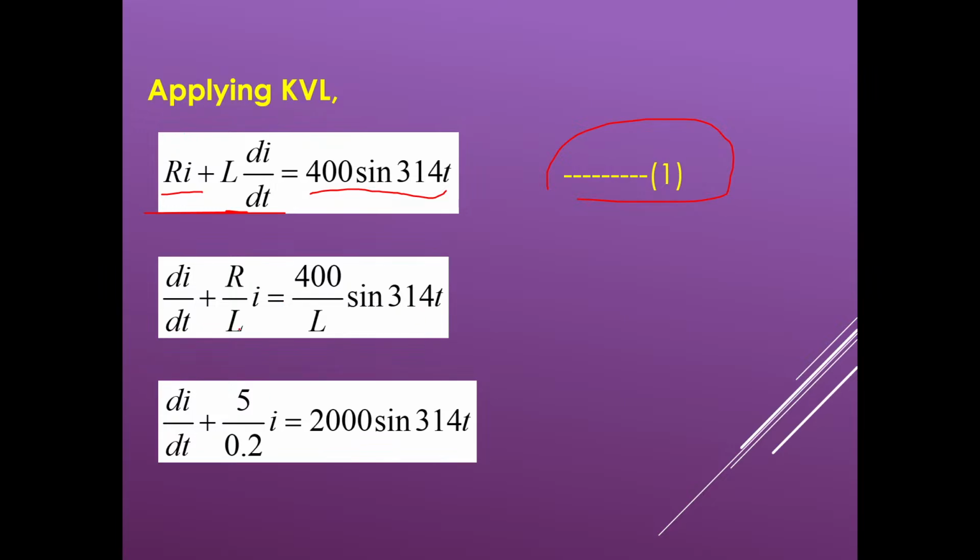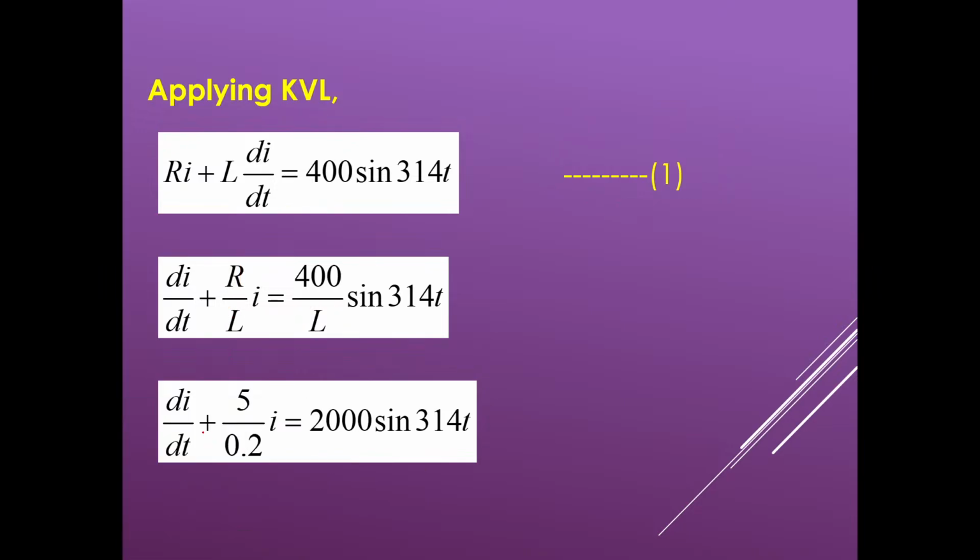Okay. So after that, substitute the L values and R values here. So if you substitute, what do you get? di by dt plus 5 by 0.2, which means 50 by 2, that is 25 i, is equal to 2000 sine 314t. Okay, I didn't simplify it further, I have simply written it.